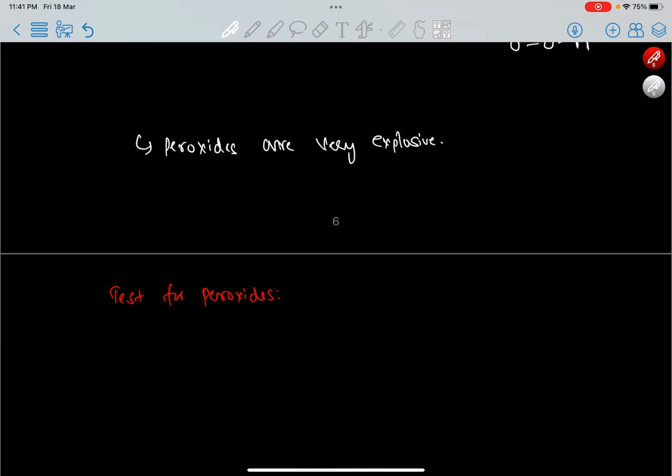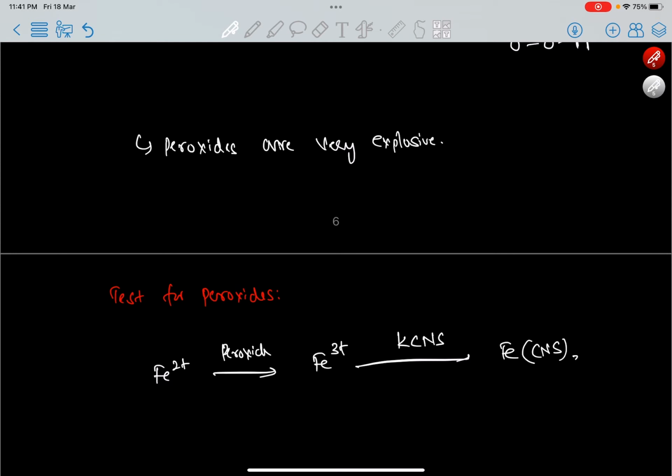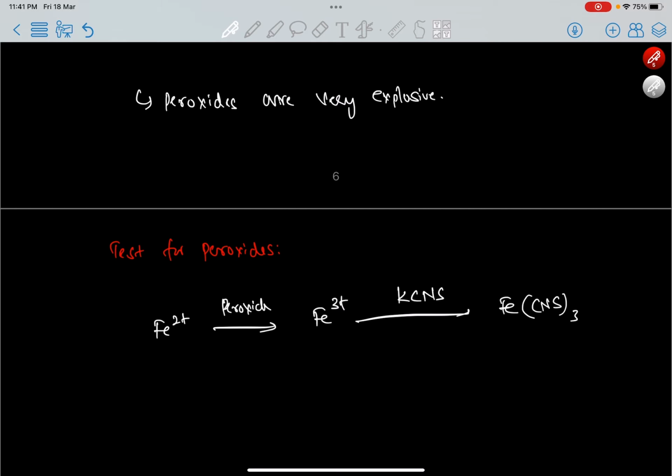So if I add Fe2+ ion to a peroxide, peroxides are oxidizing agents, so Fe2+ undergoes oxidation to form Fe3+. Now to this, if I add potassium thiocyanate, what happens? It forms a complex, this is Fe(CNS)3, and this complex has a blood red color.